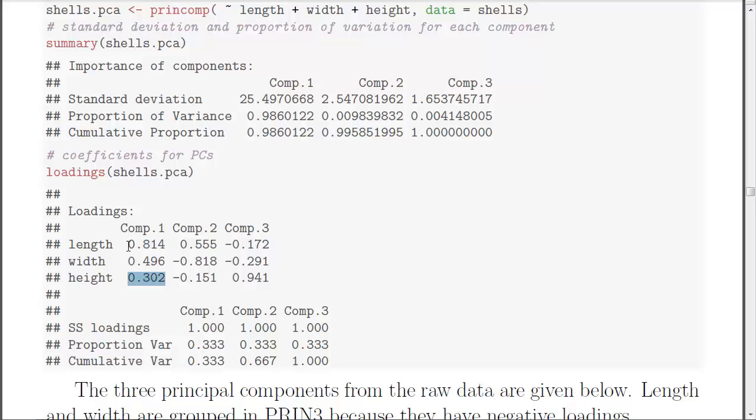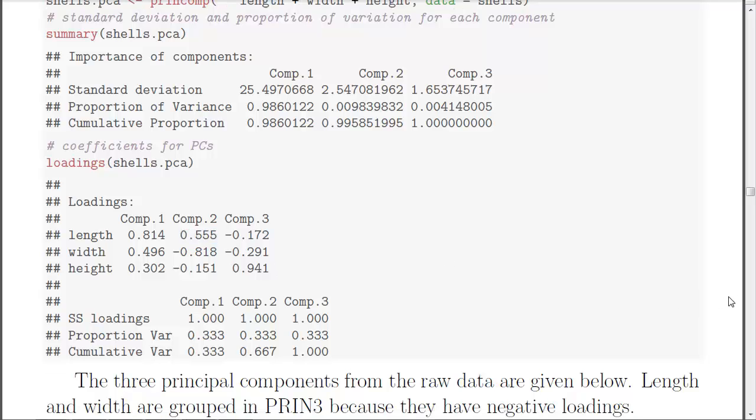Some people describe this first component as being the mean, and it represents that in some cases. So these are the relative scales of the average turtle shell, effectively, as it grows. Component 2 has a positive length but negative width and height. And then component 3 has negative length and width but positive height. And we'll interpret those in just a minute.